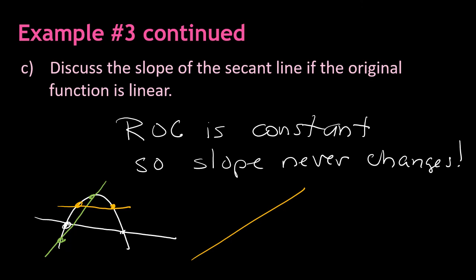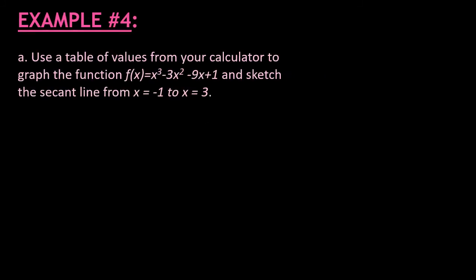That actually sounds like a great test question. All right, so this says to use a table of values from your calculator to graph the function and sketch the secant line from x equals negative 1 to 3. I want you to literally take a moment, hit pause, grab your graphing calculator, and look for a couple of key values. Look at your table of values, plot yourself some points, and graph this function. Then see if you can find the secant line and rejoin me.